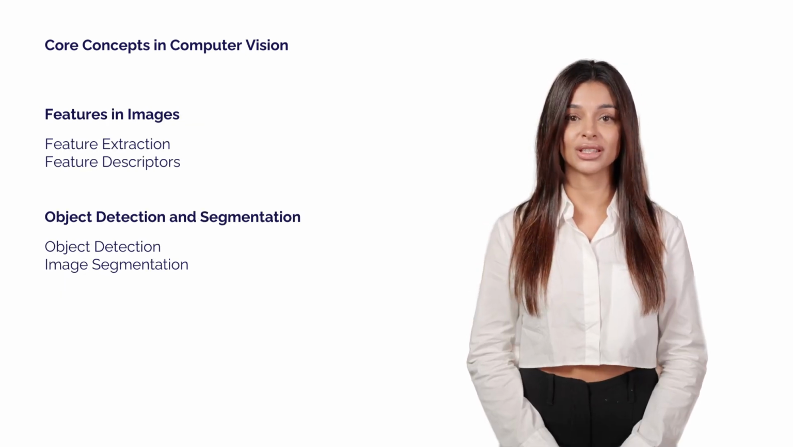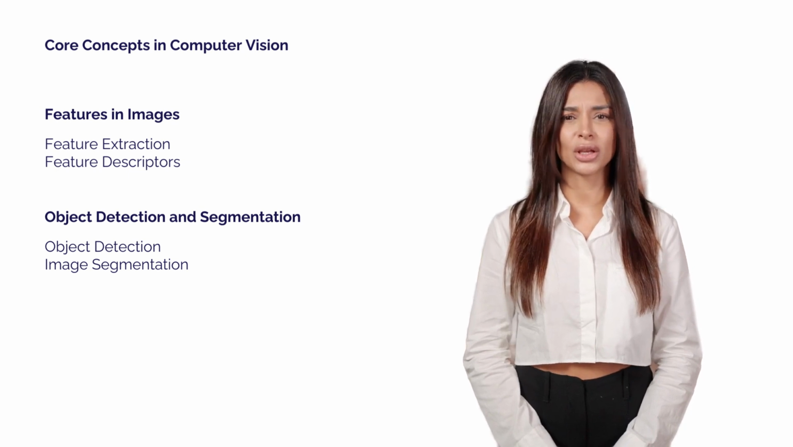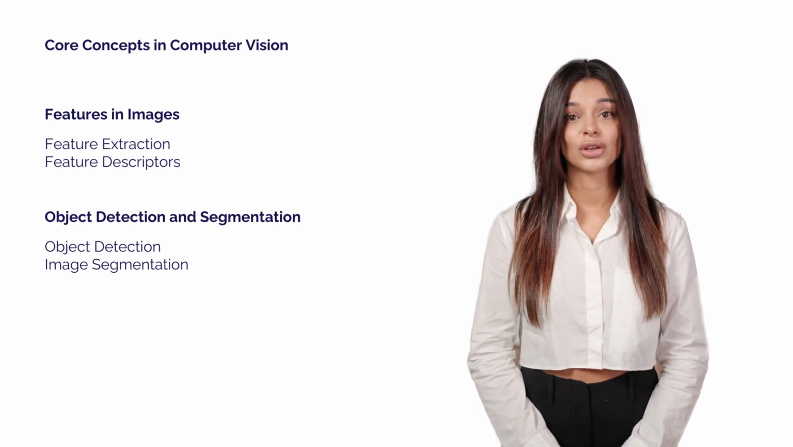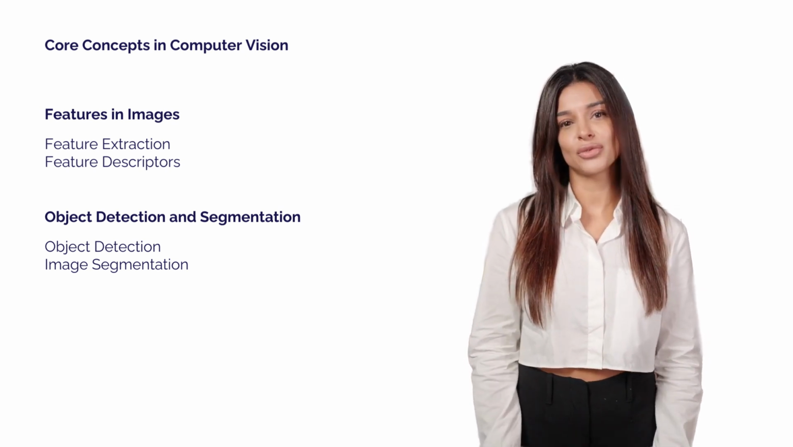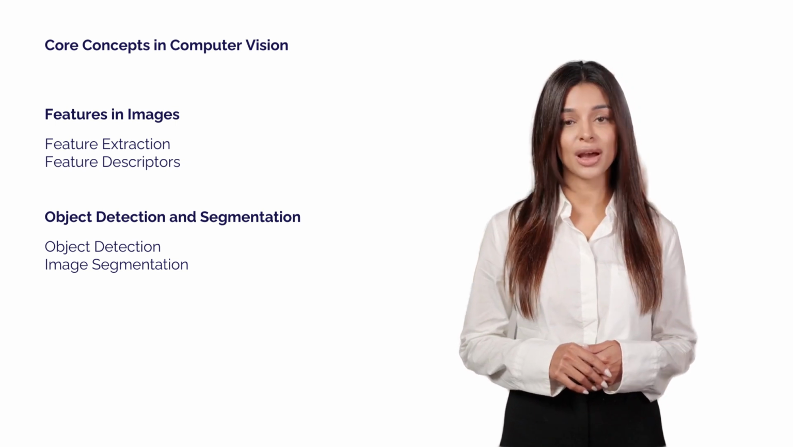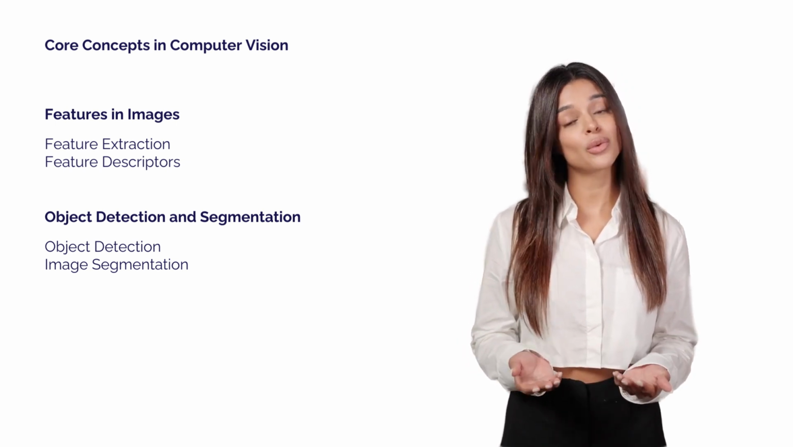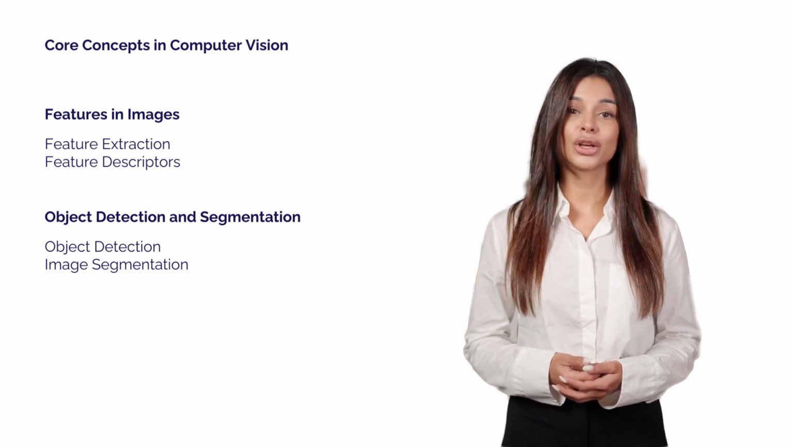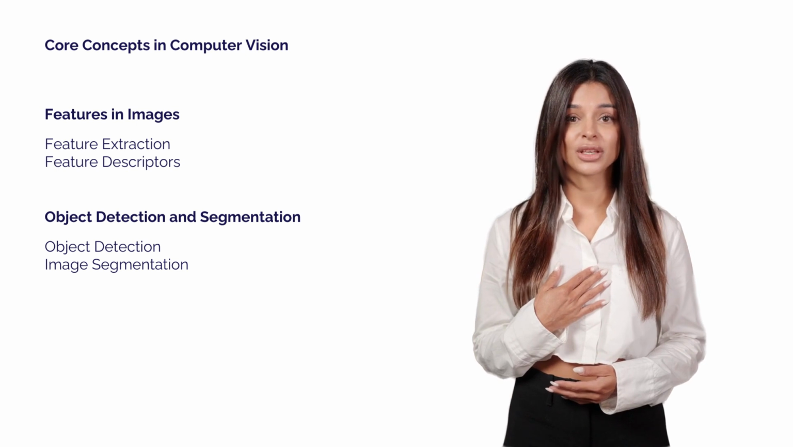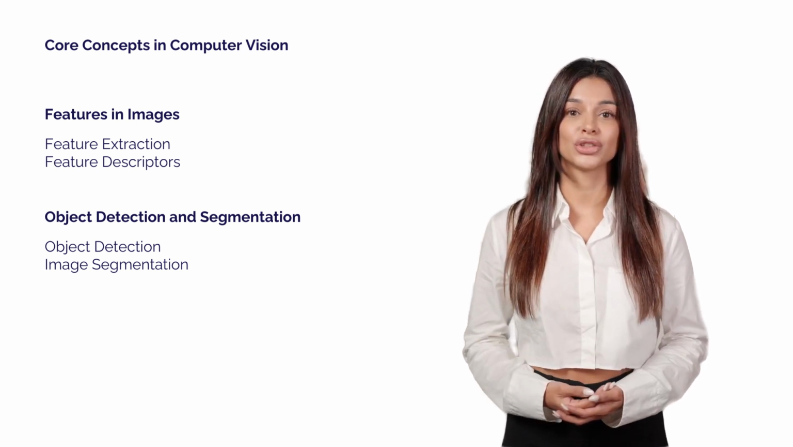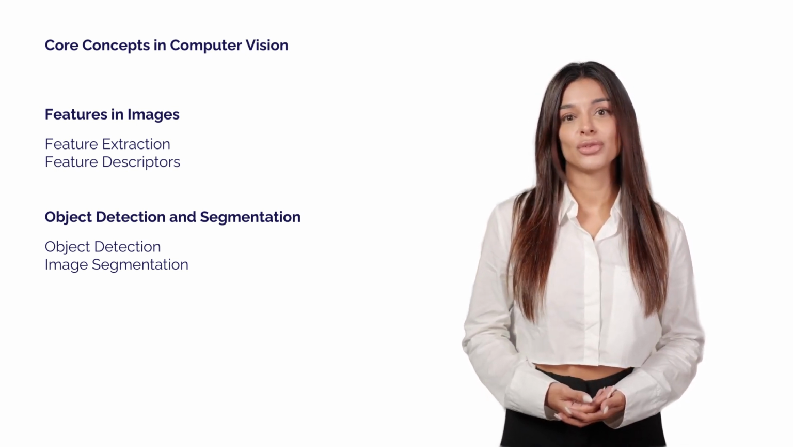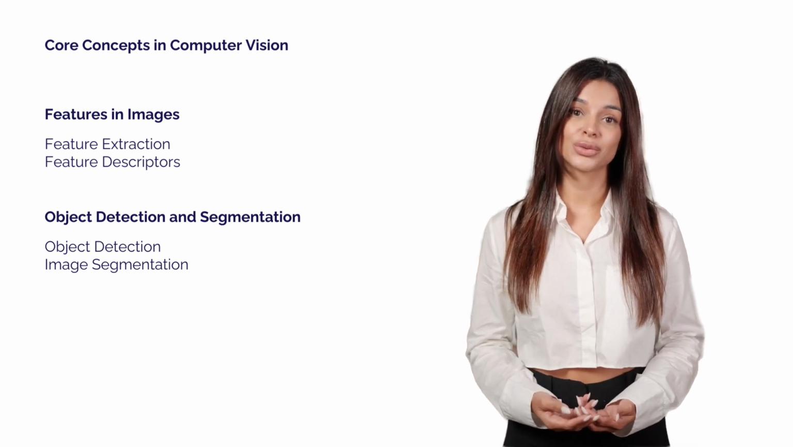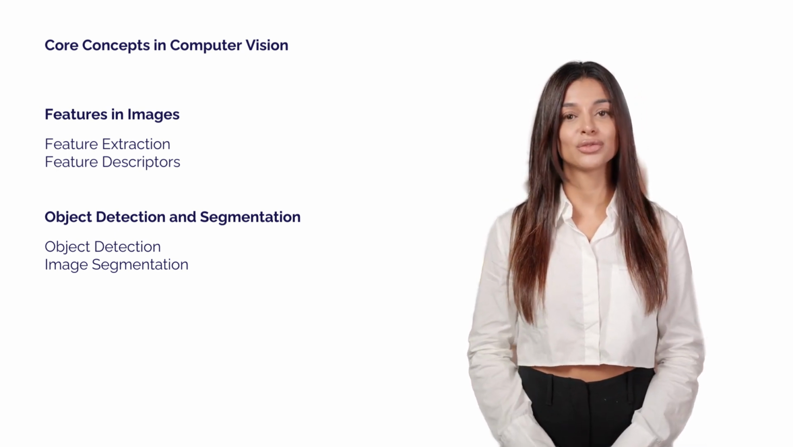Let's talk about features in images. Feature extraction is all about identifying key attributes or patterns, things like edges, corners, or blobs. Once we've found these features, we need a way to describe them numerically, so we can use them for machine learning. That's where feature descriptors come in. Think of them as a way to encode the features into vectors. Some popular examples are SIFT, or Scale Invariant Feature Transform, SURF, which stands for Speeded Up Robust Features, and ORB, Oriented FAST and Rotated BRIEF.